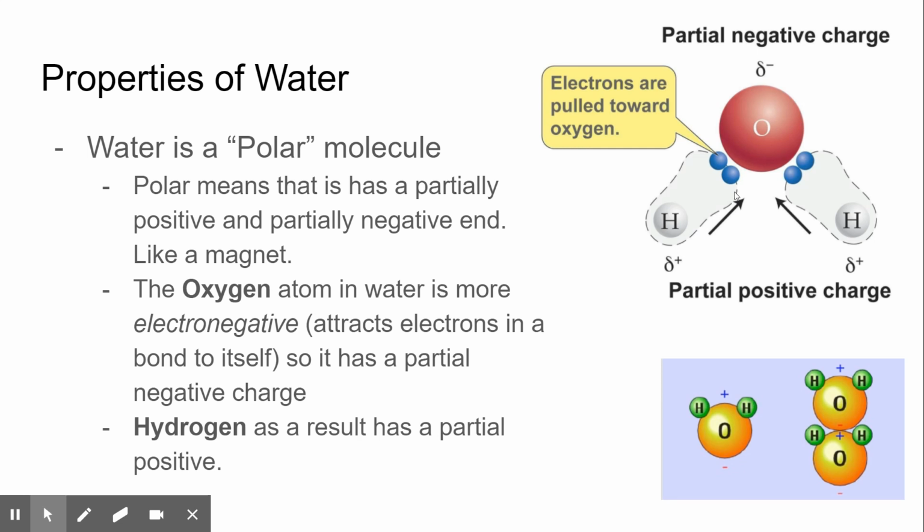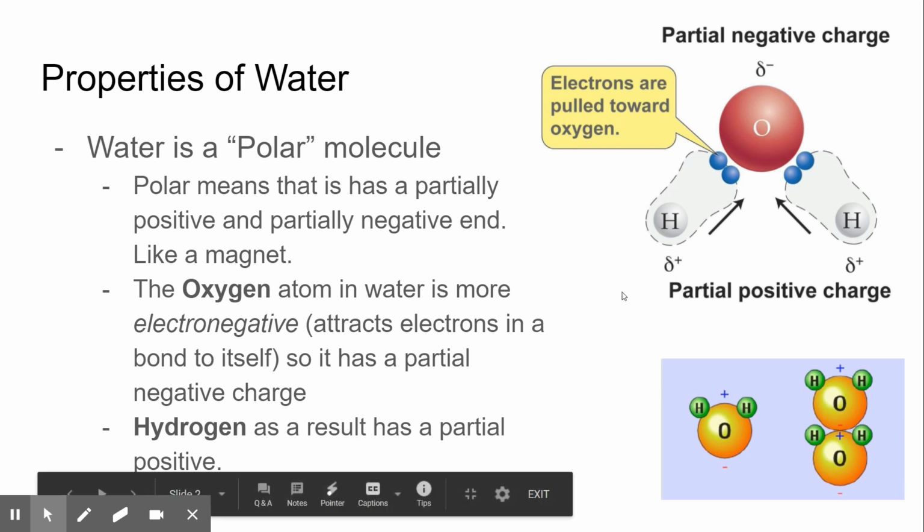Okay, so it pulls electron density towards itself, so it becomes a partial negative. This little sign here means partial. It's not a full-on negative, it's a partial negative. And here, this is a partial positive. So if you ever see that little symbol, it means partial.